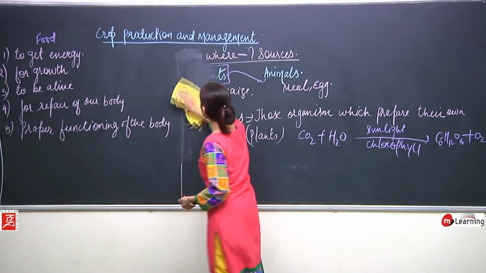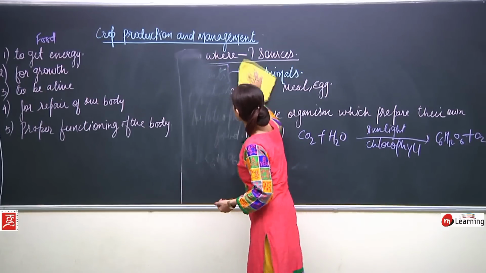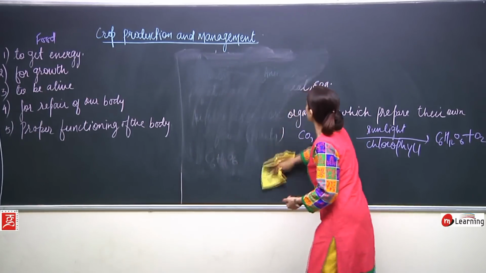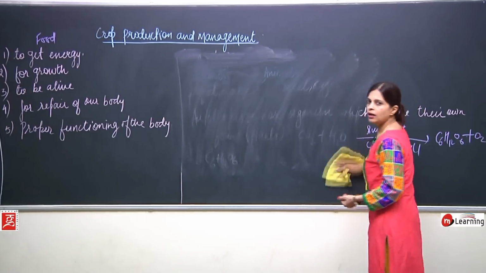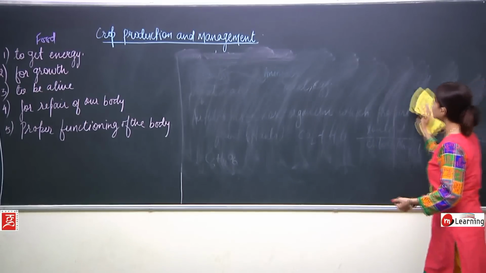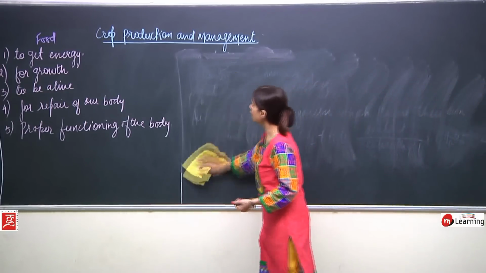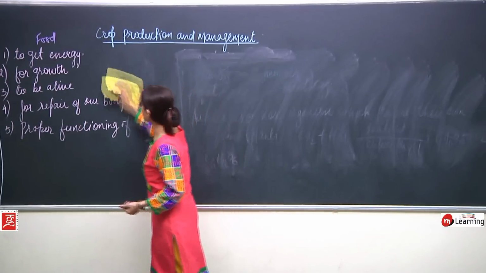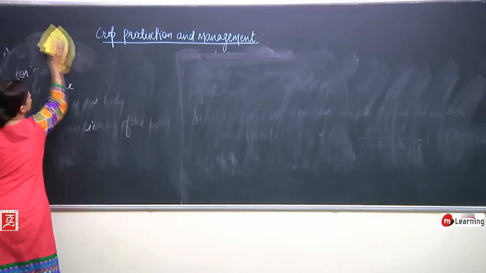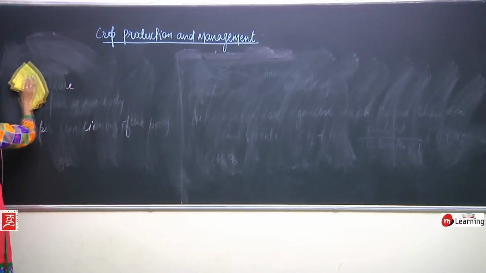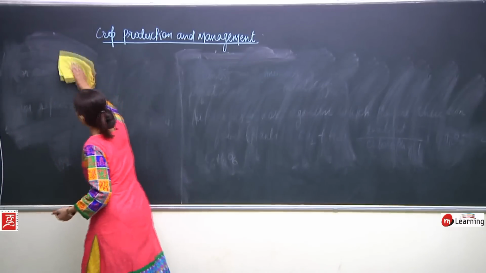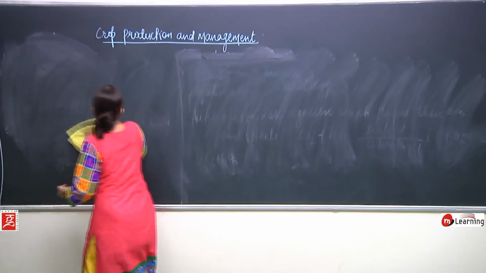Now see, when we talk about the early ancient men, he used to be a wanderer. What's the meaning of wanderer? He used to lead a nomadic life. Nomadic life means he used to feed upon raw materials like raw food, raw vegetables, and he used to lead his life.